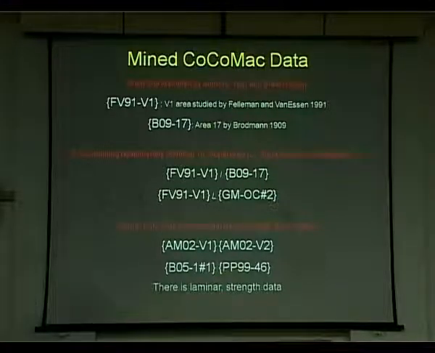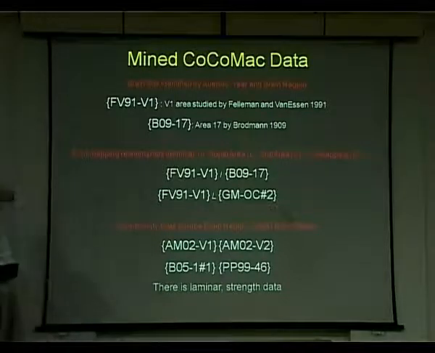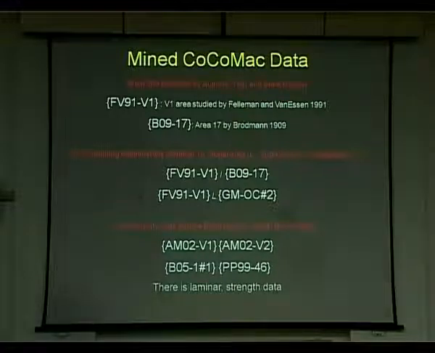Now, obviously, the first question here, let's just talk about what was there. The thing that CoCoMac did was they developed a mapping relationship. There are four types of mapping relationship: identical, super area, sub area, and overlapping. To give an example, a brain area like Felleman and Van Essen's V1 was considered to be identical to Brodmann's area 17. So this was a mapping relationship that CoCoMac decided.